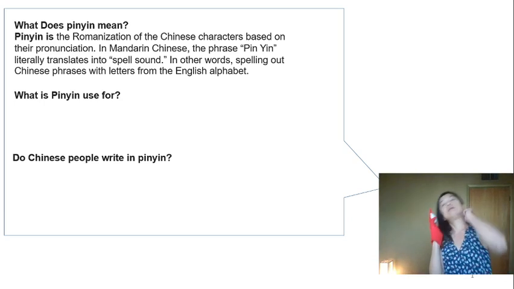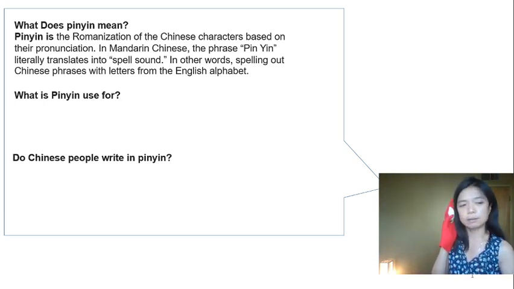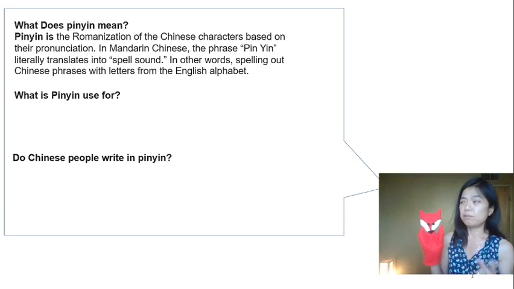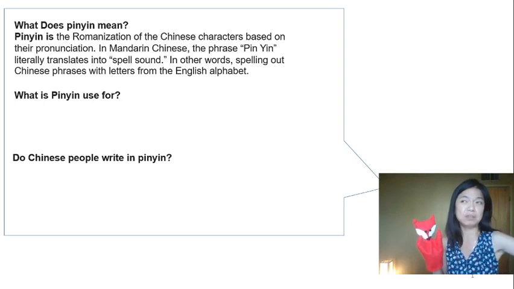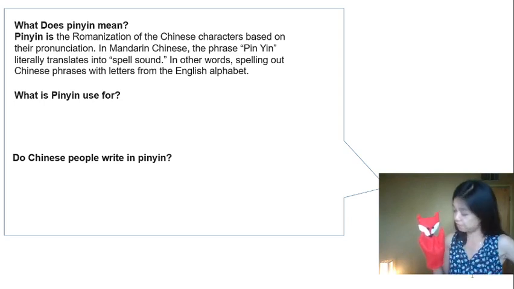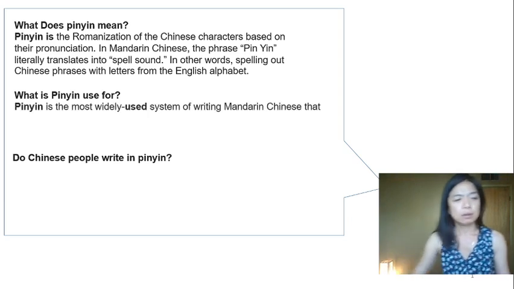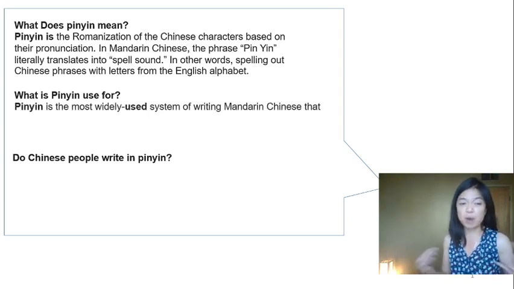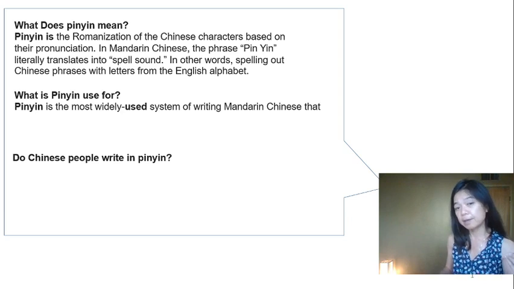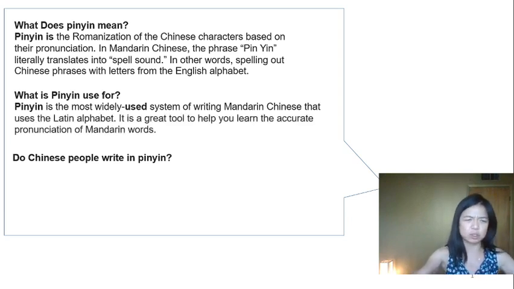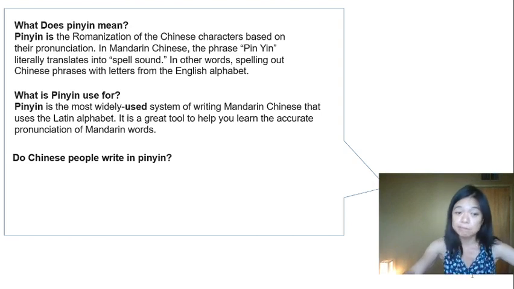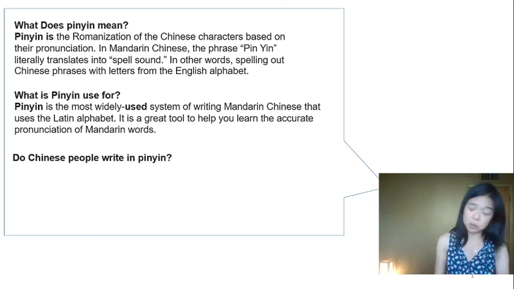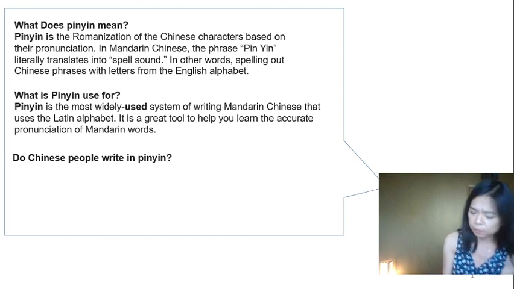Oh, okay. I guess Fox has another question. Okay, so Fox, 我的朋友, my friend Fox wants to know, what is pinyin used for? Good question, Fox. Well, let's see. So, pinyin is the most widely used system of writing Mandarin Chinese that uses the Latin alphabet. It is a great tool to help you learn the accurate pronunciation of Mandarin words. I hope I answer your questions, Fox. You have more questions here for me?